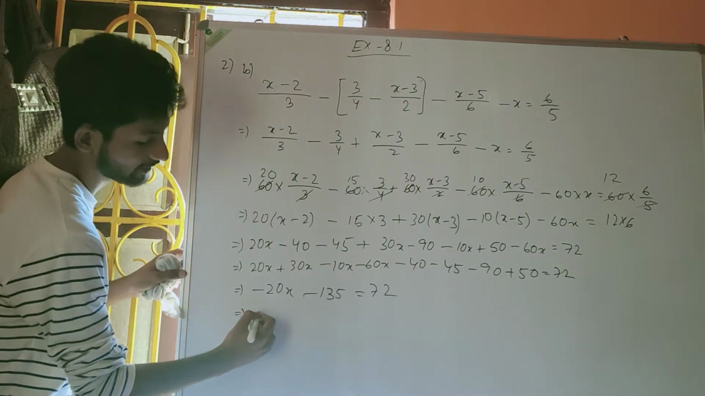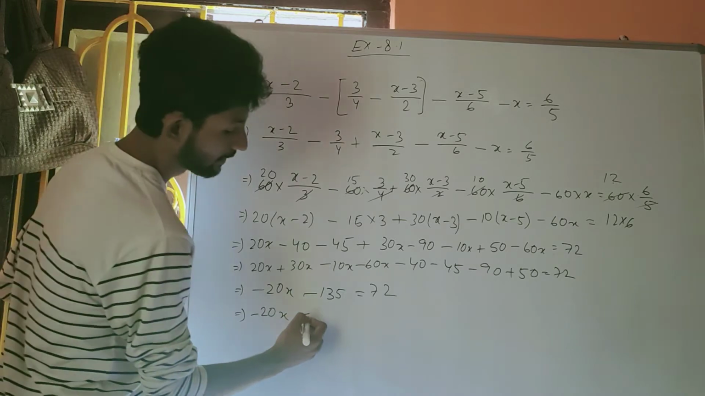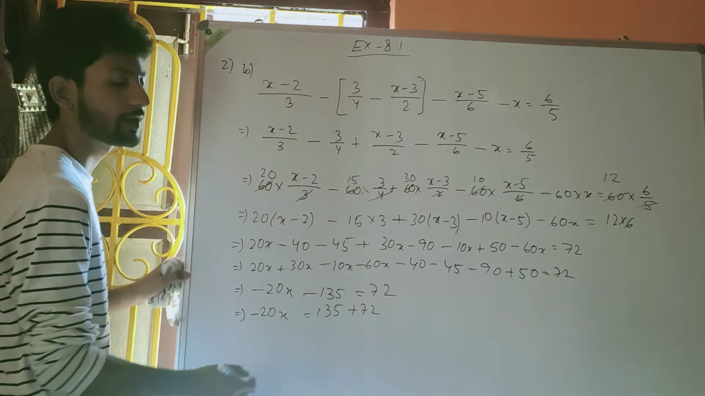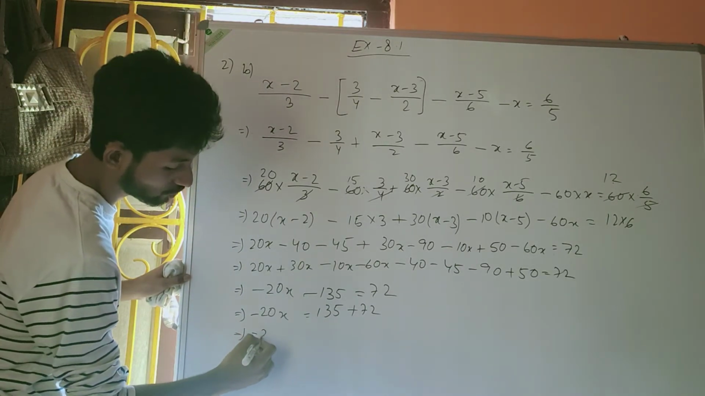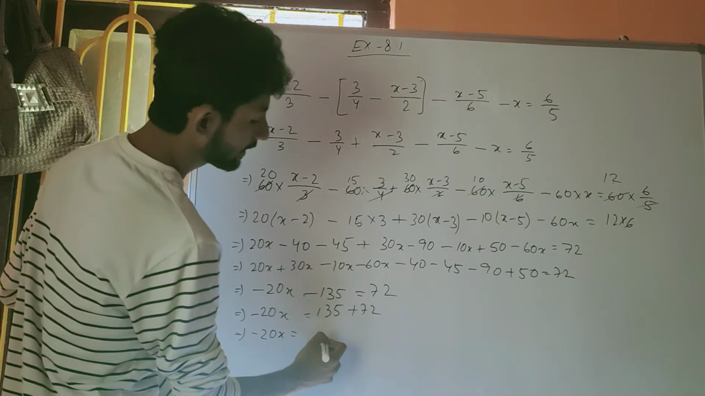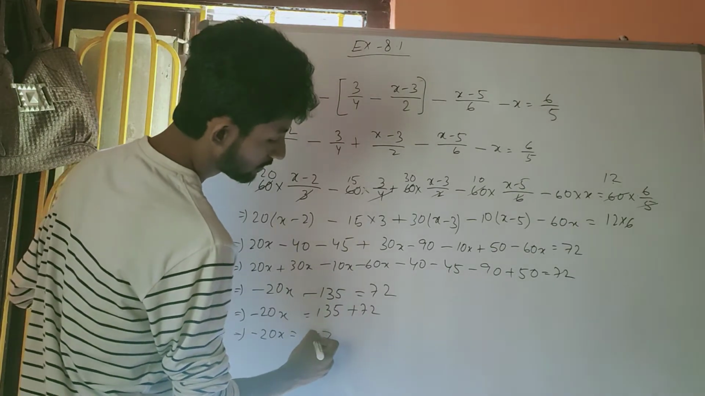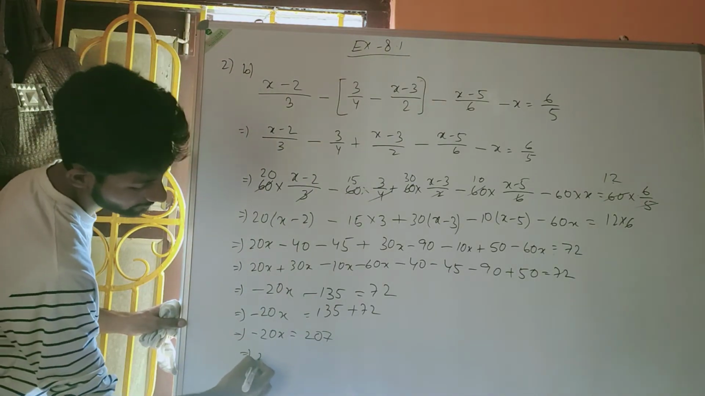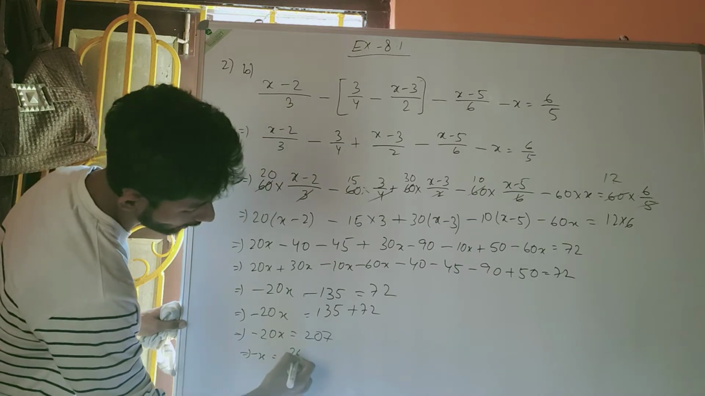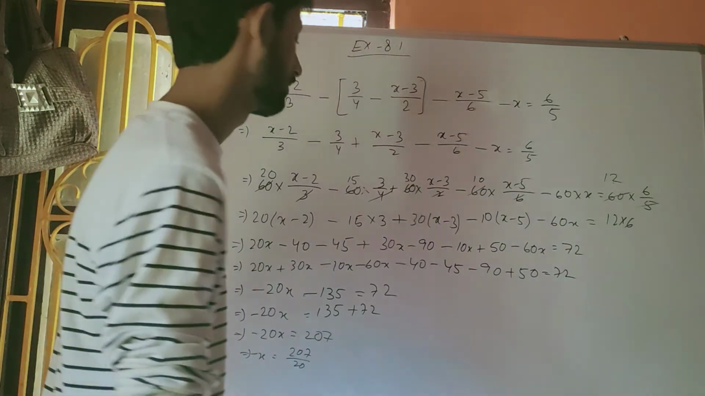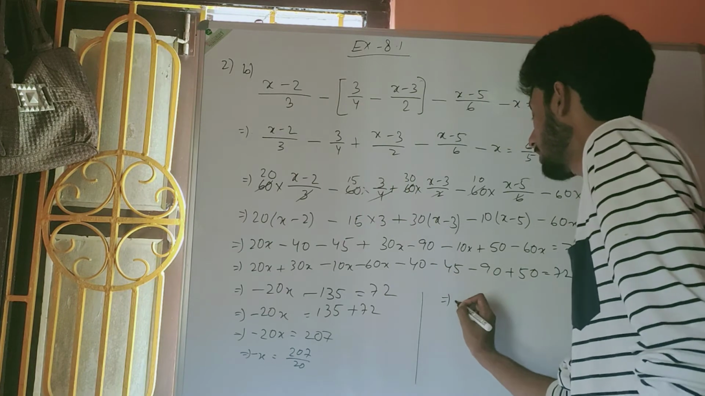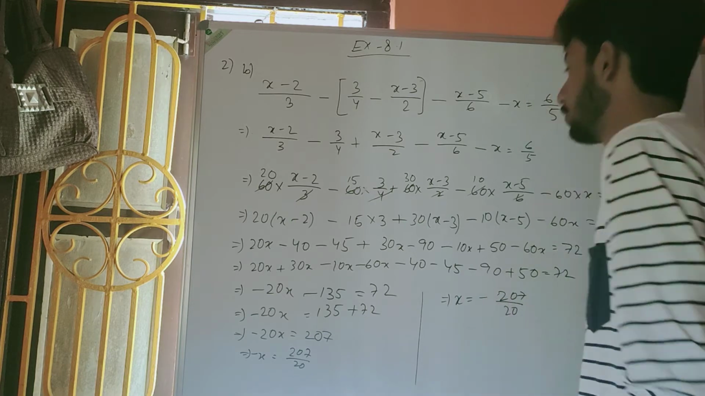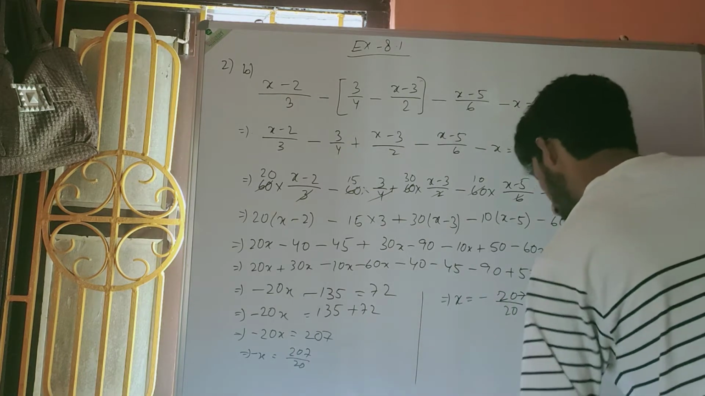So minus 20x will be equal to 72 plus 135, because it was minus, so it will be plus. So minus 20x equals 207, so minus x will be 207 by 20. Then x will be minus 207 by 20.